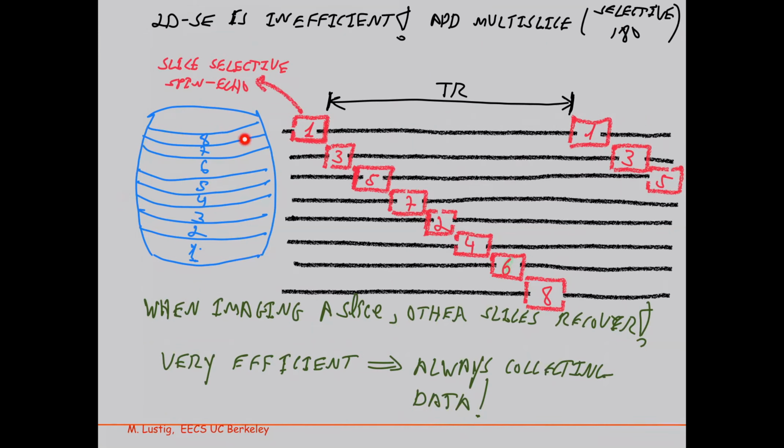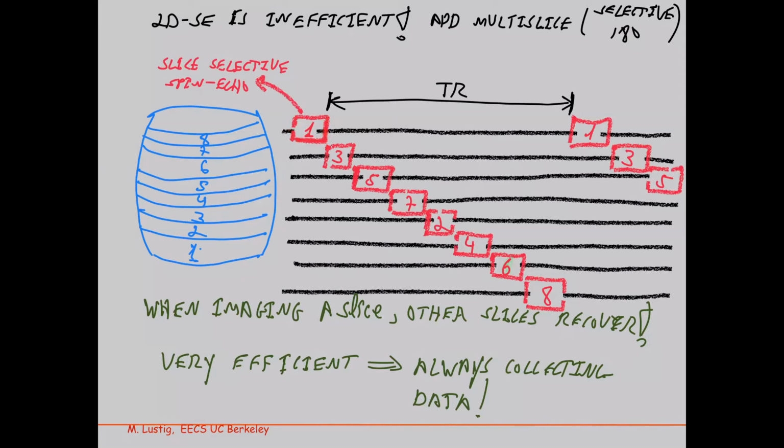Let's say this is my volume, my blue volume, because it's full of water. And then I have slice 1, 2, 3, 4, 5, 6, 7, 8. Okay. And remember that box? Each box is a slice selective spin echo. Okay. So I'm going to excite. This is a few tens of milliseconds, right? So I'm going to excite slice 1, and I'm going to read one phase encode out of slice 1. Okay, then I'm done with slice 1.